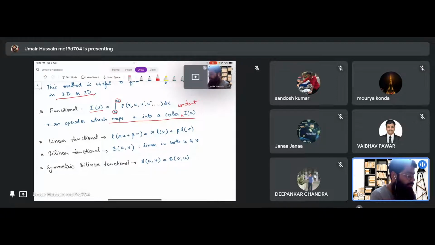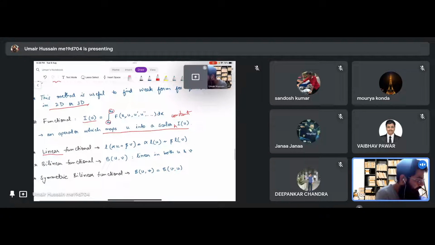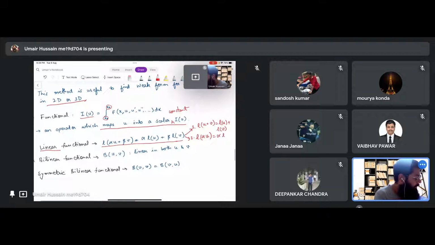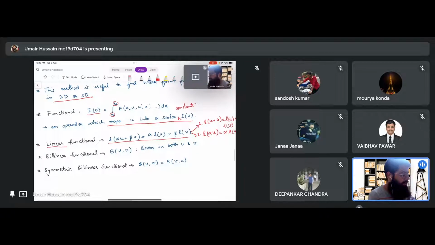We also studied what a linear functional is. Linearity has two conditions. I'll write these two separately. Number one, we have L of u plus v, where these are two field variables, and that gives L of u plus L of v. The second condition is multiplication with a scalar, where alpha is a scalar constant. That can be written as alpha times L of u. So this is the condition of linearity.